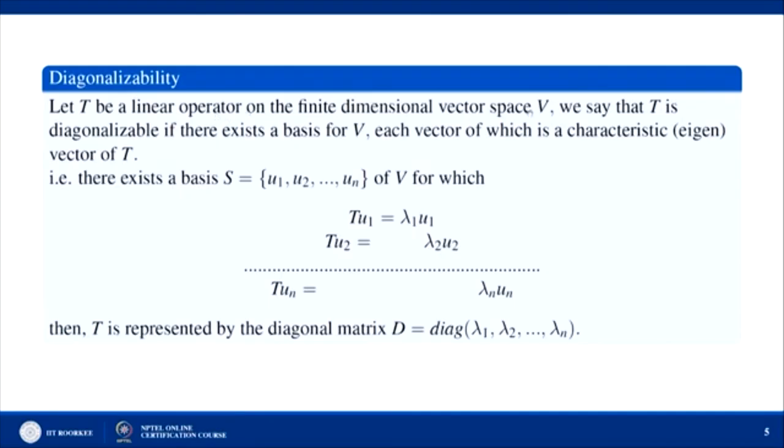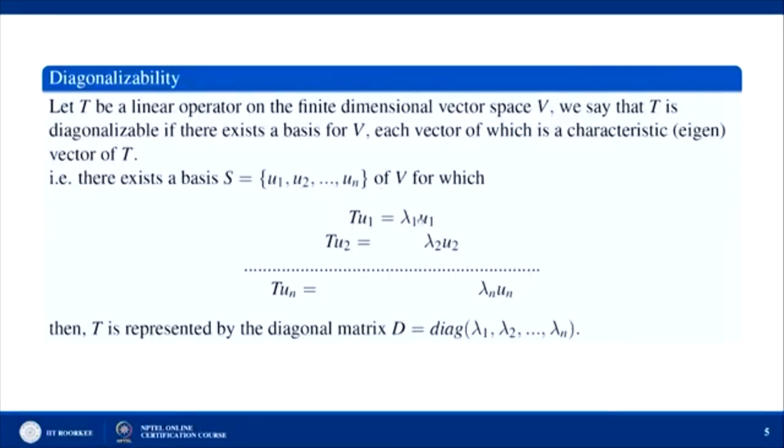Now, in terms of linear operators, what do we mean by diagonalizability? If T is a linear operator on a finite dimensional vector space V, then we say that T is diagonalizable if there exists a basis for V, each vector of which is a characteristic vector of T. So, what does it mean? It means that there exists a basis S, given by u1, u2 up to un of V, for which T of u1 equals lambda 1 u1. It is something like Ax equals lambda x.